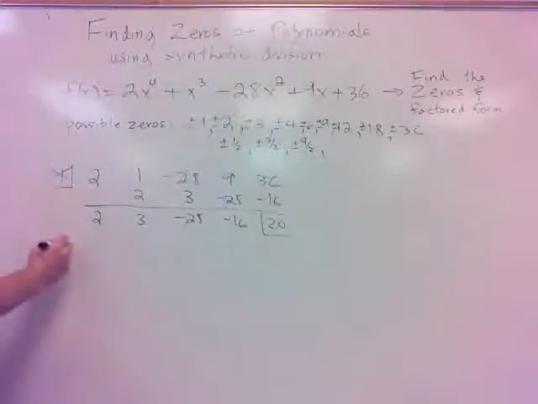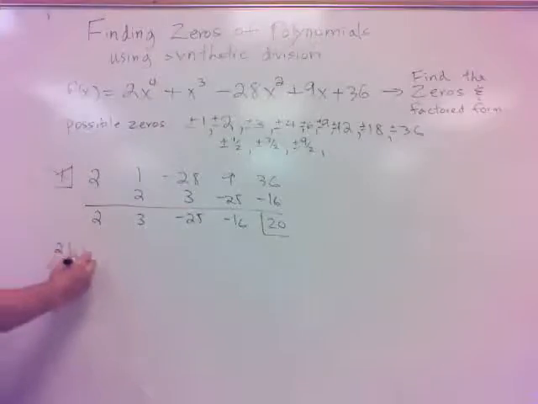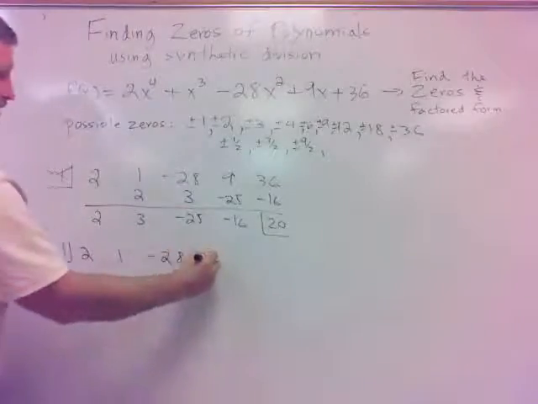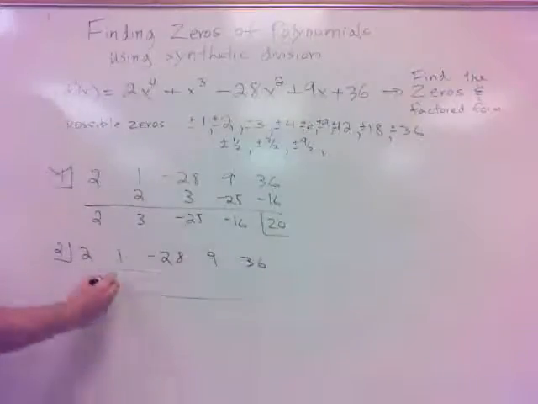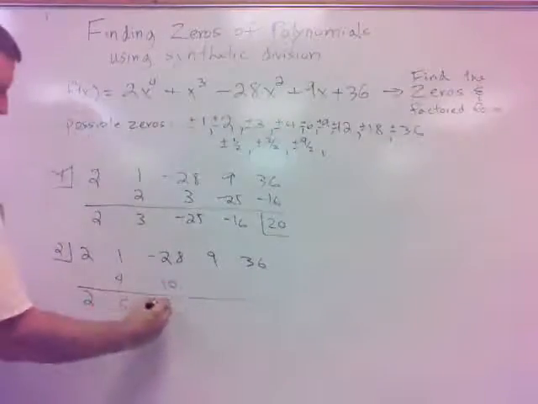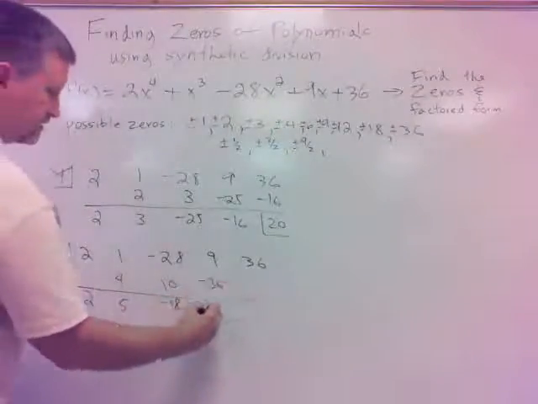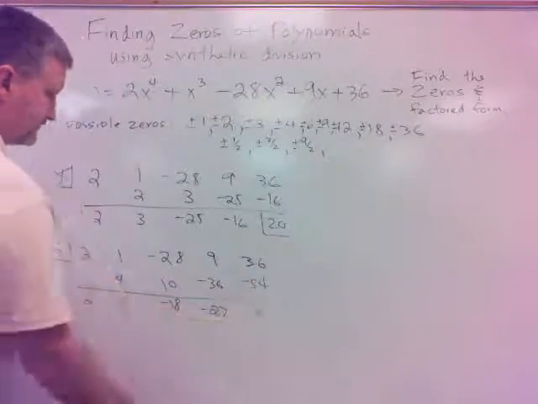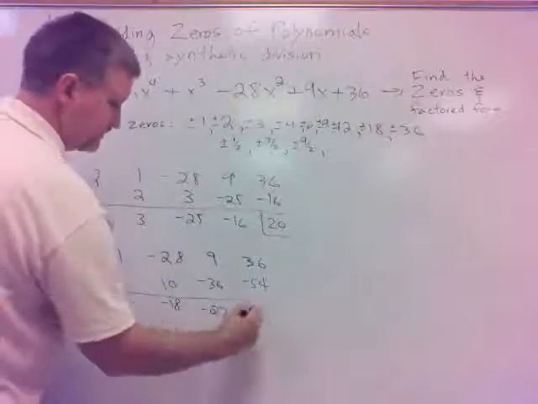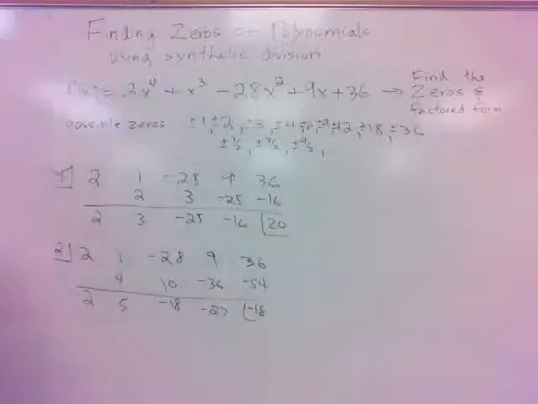Try 2. 2, 1, negative 28, 9, and 36. 2, 4, 5, 10, minus 18, minus 30. Doing these quickly. Yeah, it's minus 18. So your second choice may not work. Let's go to 3.